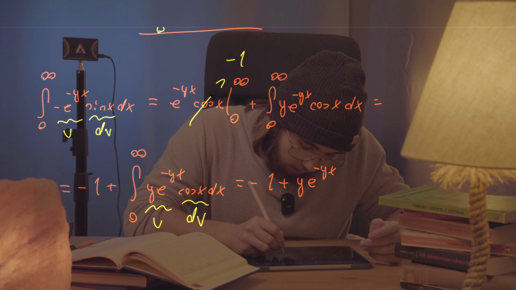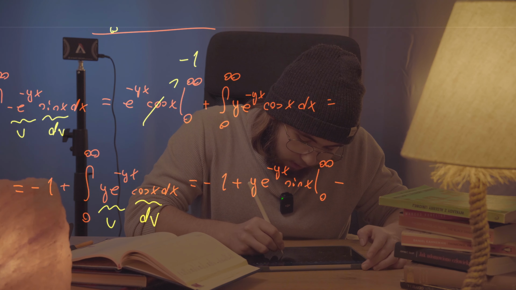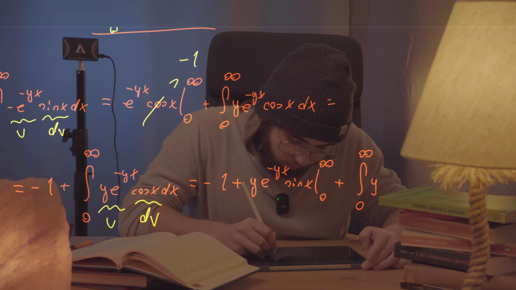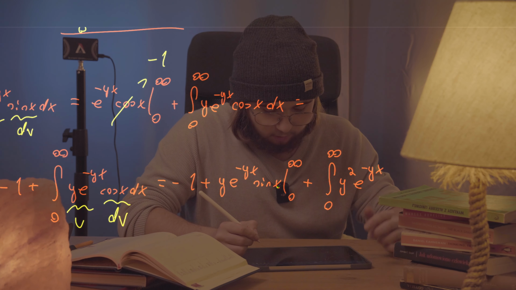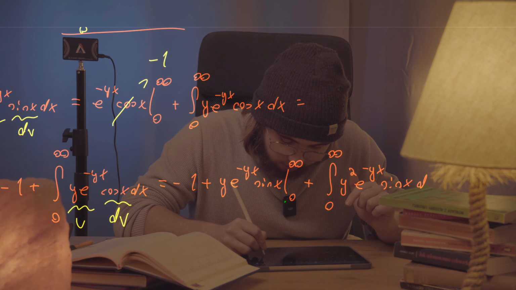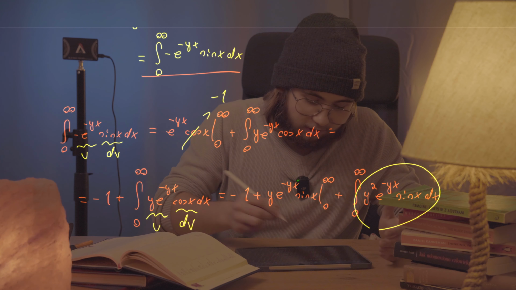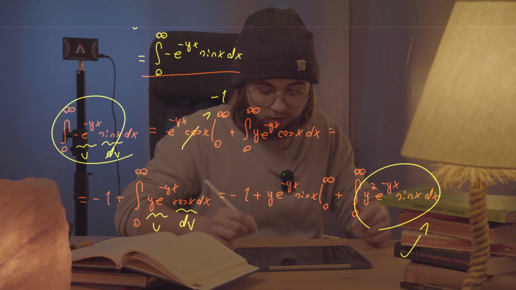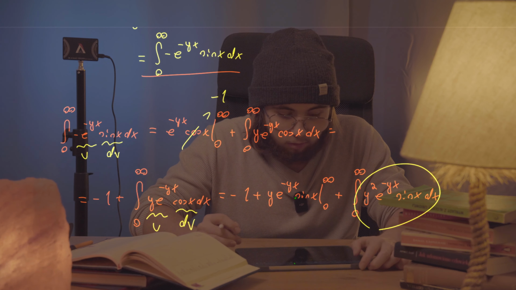And so what I'm going to get is negative 1 plus y e to the negative yx multiplied by the sine of x in the bounds of 0 and infinity, and then once again plus the integral from 0 to infinity of y squared e to the negative yx, where those negatives cancel each other out, multiplied by the sine of x dx. The nice thing is that this integral is the same as the one we had before, with the small difference that it's multiplied by a negative y squared, but that's not a problem at all.